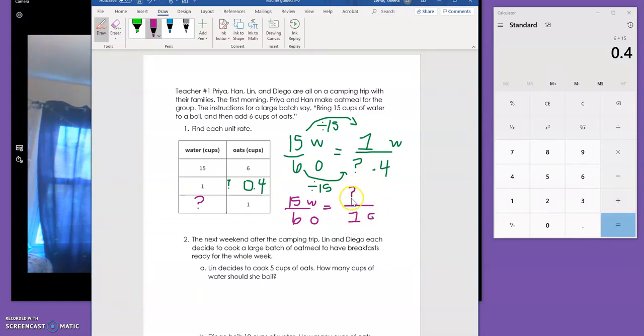How much water? Again, we are going to be dividing in this one because we divided 6 by 6 to get 1. So we will also do 15 divided by 6. And we get 2.5.